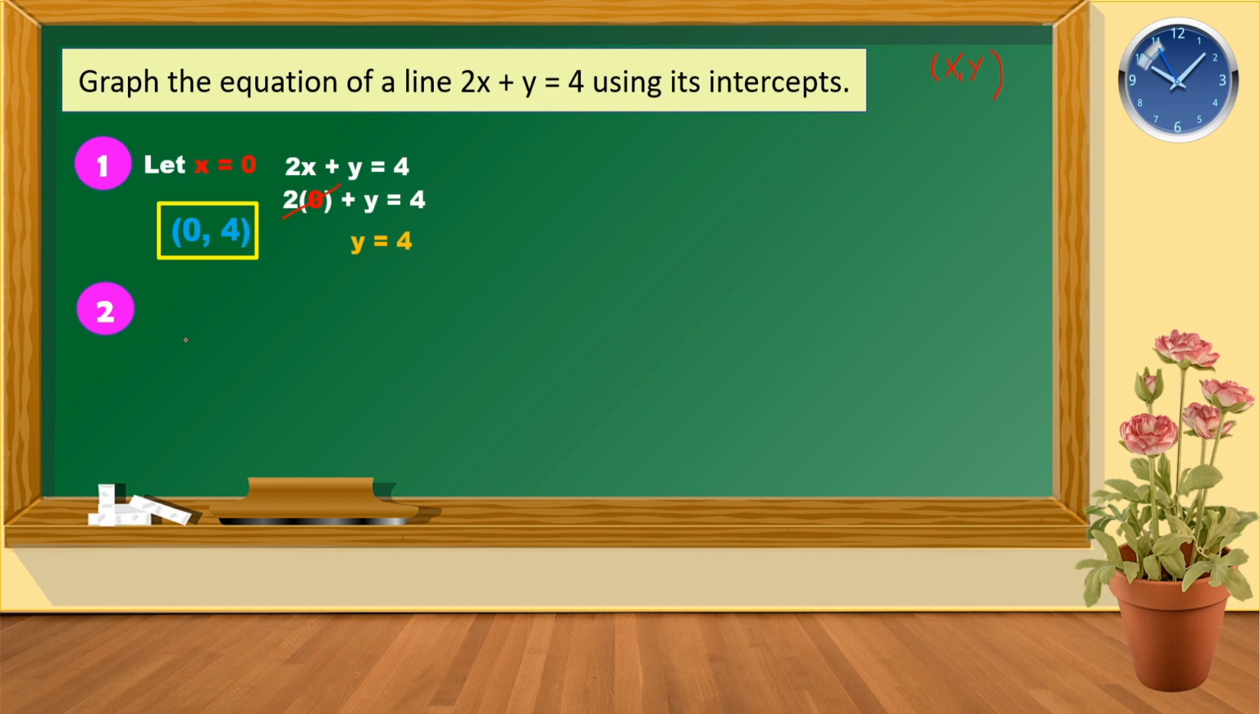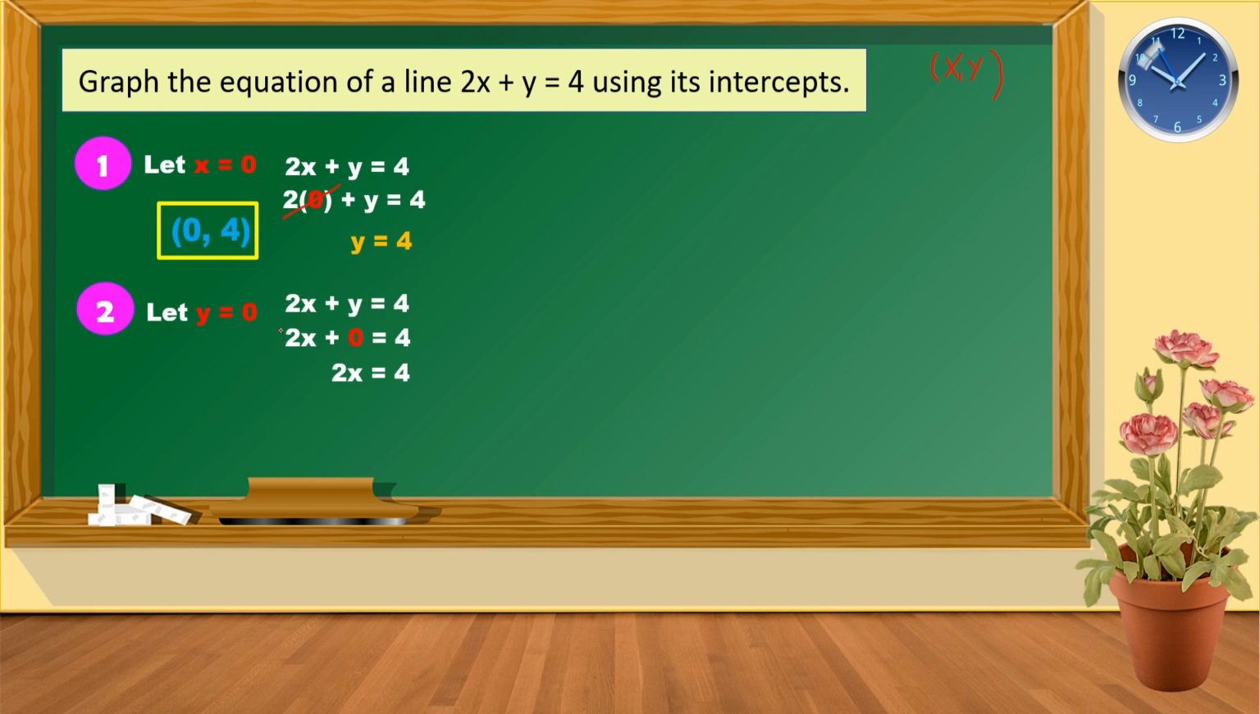So ano naman yung step 2? So since kanina naglet ka na ng x equals 0, this time, ang ililet mo namang y equals 0. So again, still the same yung ating equation, 2x plus y is equal to 4. So instead of writing y, ang isusulat na natin ay 0. So meron na tayo ngayong 2x plus 0 equals 4. Now, since this one is 0, hindi na ulit natin siya isusulat. So ang matitira na lang is 2x equals 4.